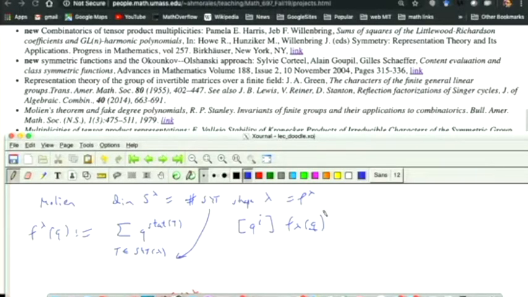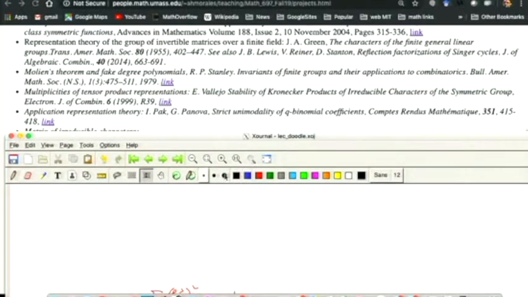Okay, so fake degree again is the ith coefficient of this polynomial. Okay, so the next project I want to discuss is multiplicities of tensor product representations.